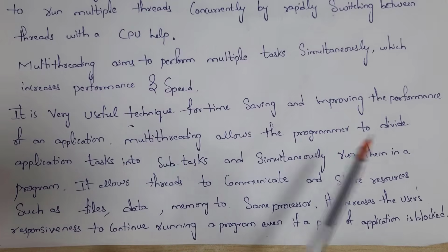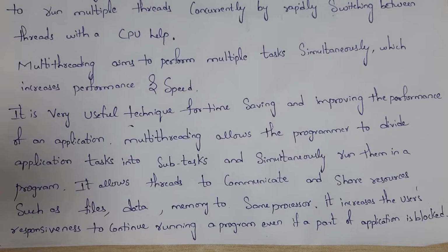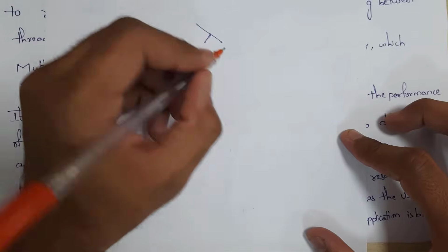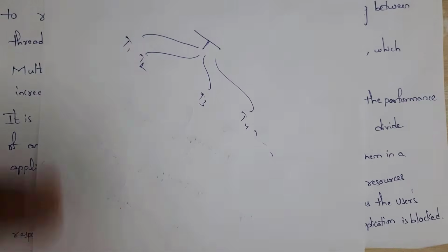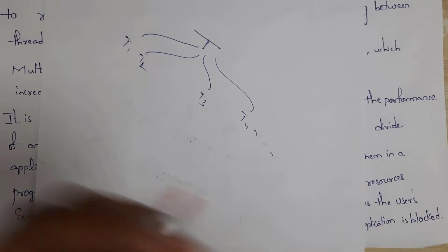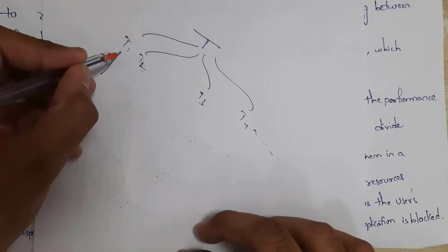Multi-threading allows the programmer to divide application tasks into subtasks and simultaneously run them in a program. For example, there is big task. By using multi-threading, we can divide this big task into smaller subtasks like T1, T2, T3 and so on and simultaneously run them in a program. Now we can execute all this.